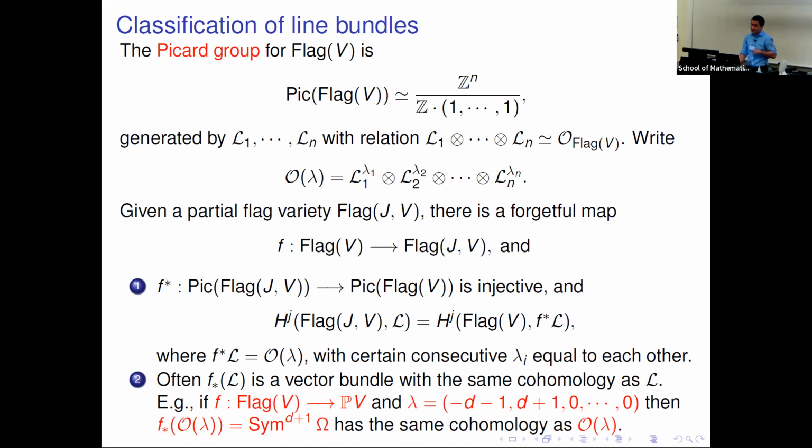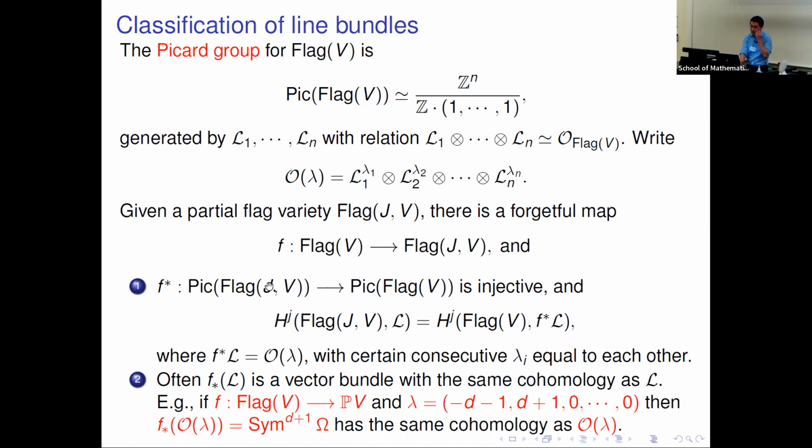And there's a similar classification if you work on a partial flag variety. What's going to happen is that you're going to get fewer lambdas, namely some of the consecutive entries in the sequence lambda will have to be equal to each other if you look at the partial flag variety as opposed to the general. Okay, so studying partial flag varieties is in some sense a sub-problem of the general flag variety case. Okay, so that's what I wrote here. If you have line bundles on the flag variety, there's always a corresponding one on the partial flag variety.